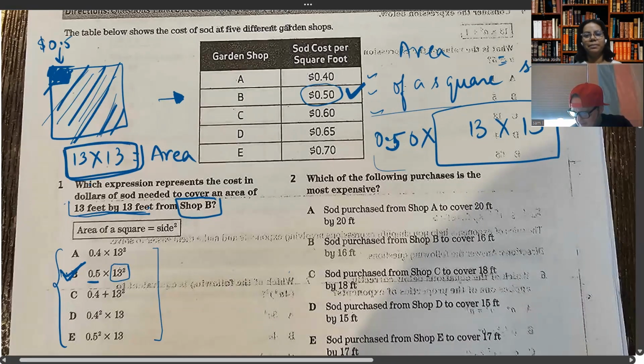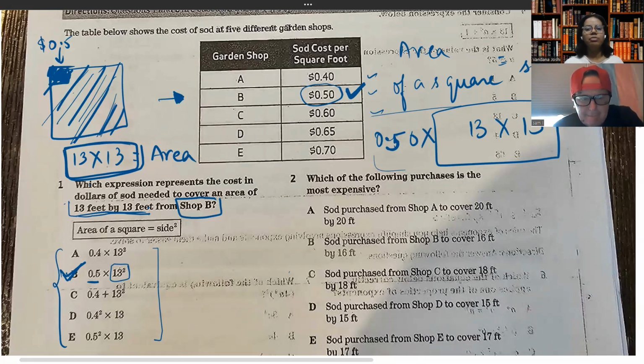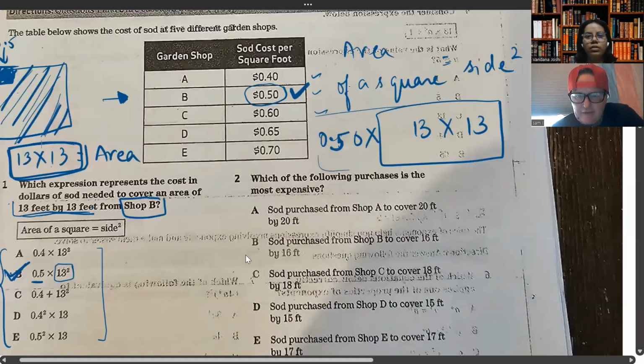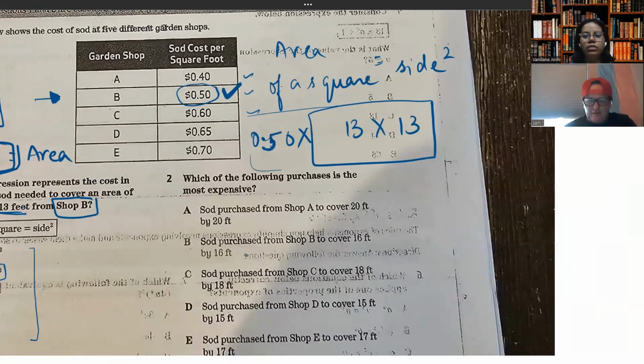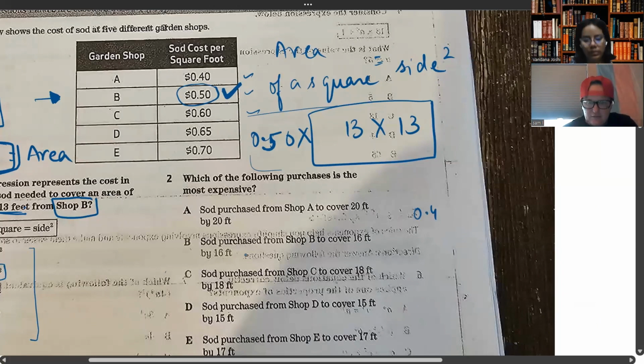Now, question number 2, you have to find out which of the purchases is the most expensive, right? You have been given different areas and different costs, and you have to calculate this now. Shop A is 40 cents to cover 20 feet by 20 feet. So the same square, 20 by 20, correct?